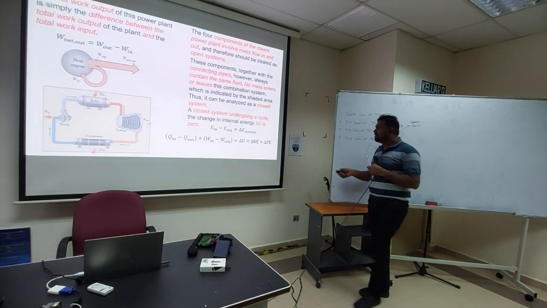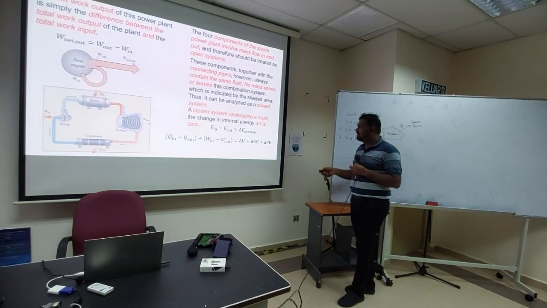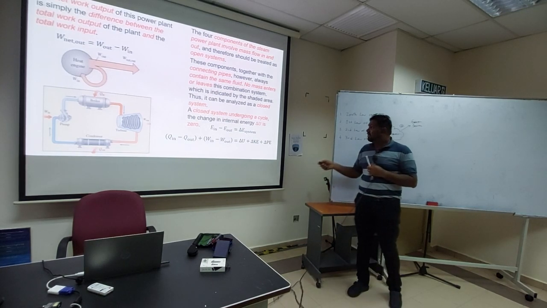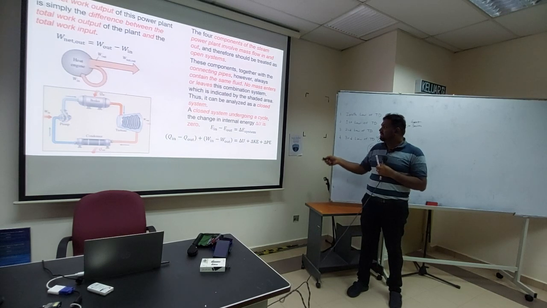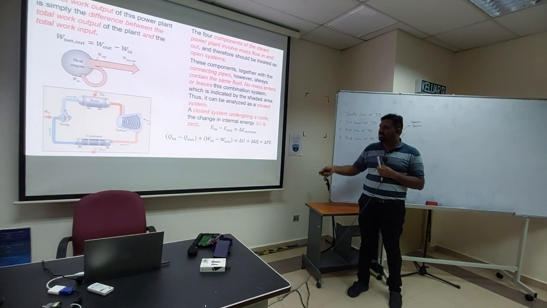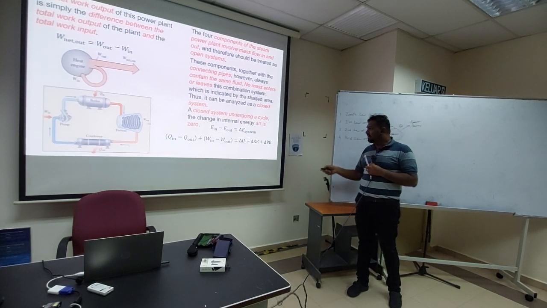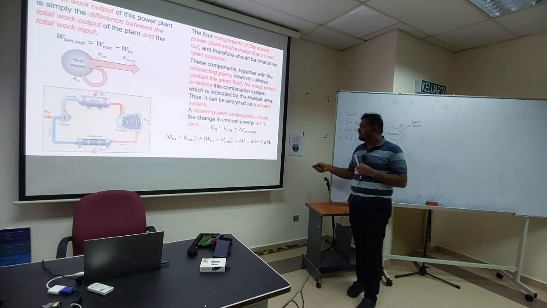Okay, for a closed system undergoing a cycle, the change in the internal energy is 0. This is from the previous chapter. So for a closed system, the change in internal energy is 0, because energy is not going out of the system. So E in minus E out equals the change in the system. So you can use this formula.